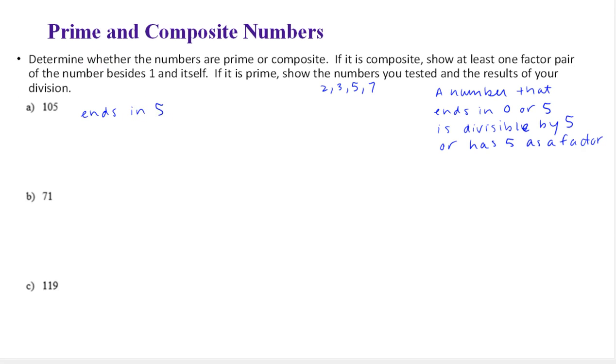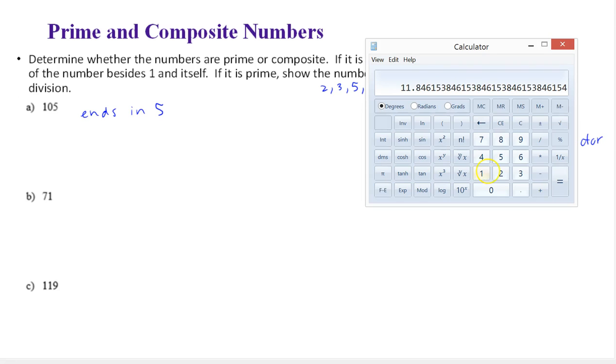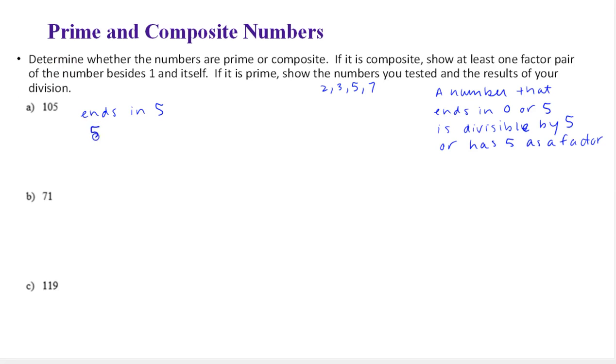Okay. Now we were also asked to show at least one factor pair. So let's divide 105 by 5. And we get 21. Okay. So 5 times 21. So we can now say 105 is composite. It actually has other factors. I could see it's divisible by 3 and 7, but if you're trying to find whether it's composite or prime, if you find one factor besides 1 and itself, you're done.